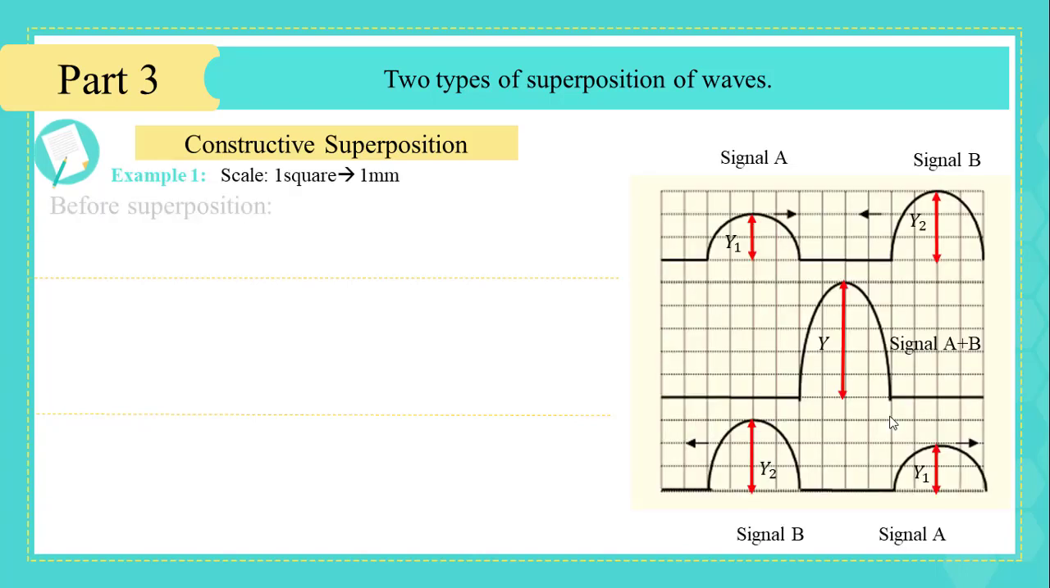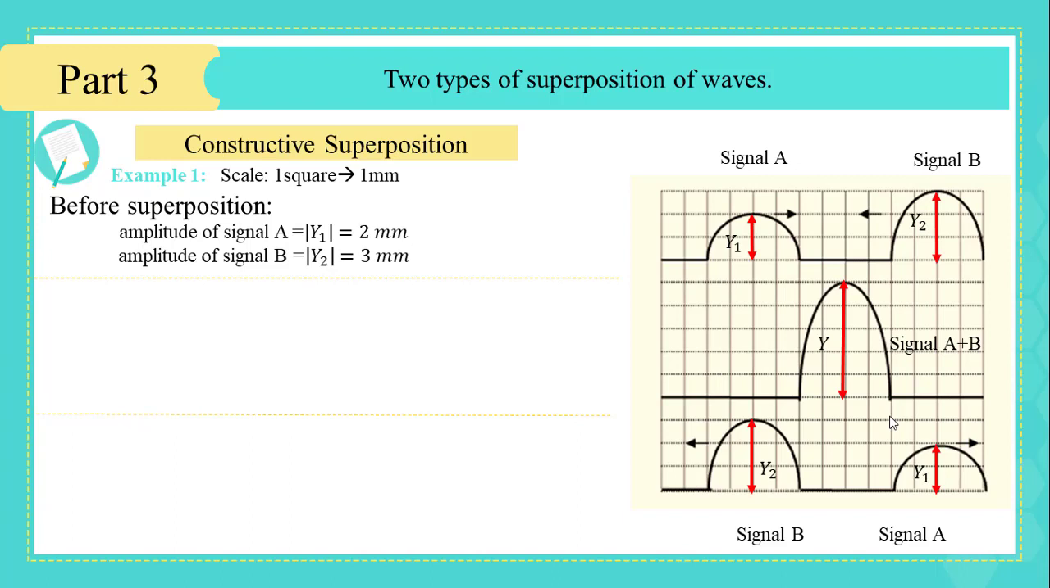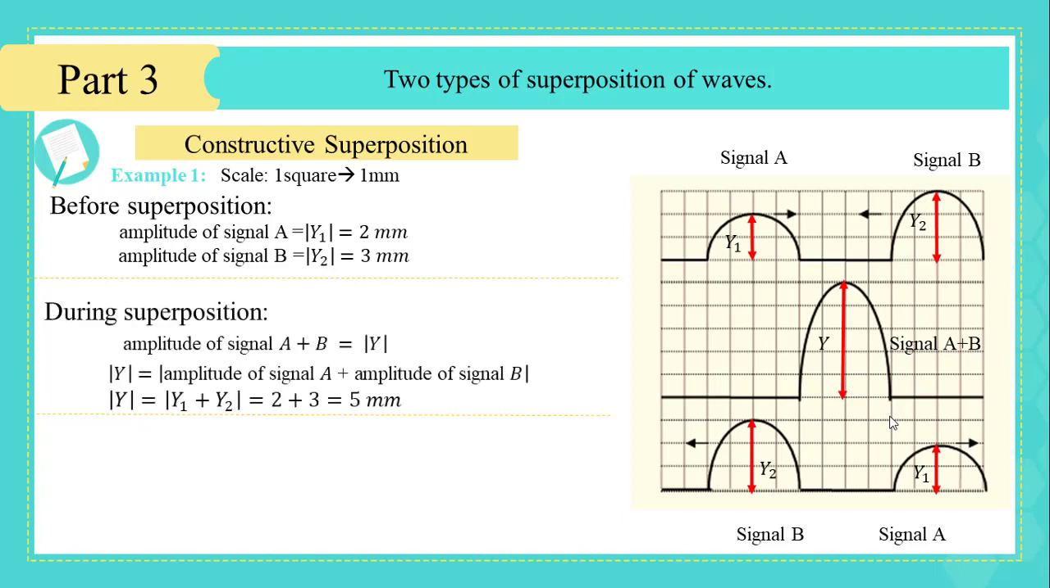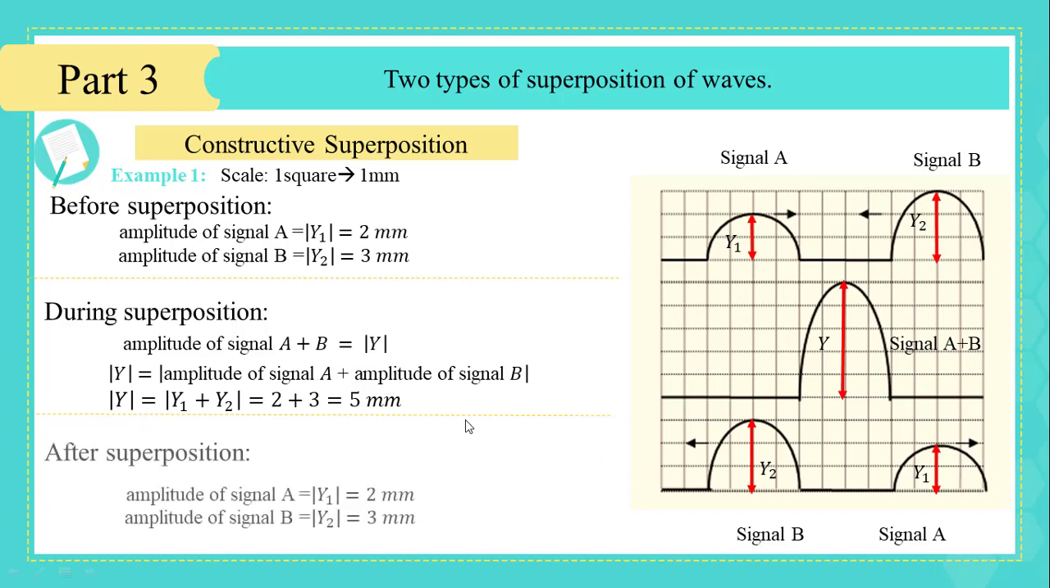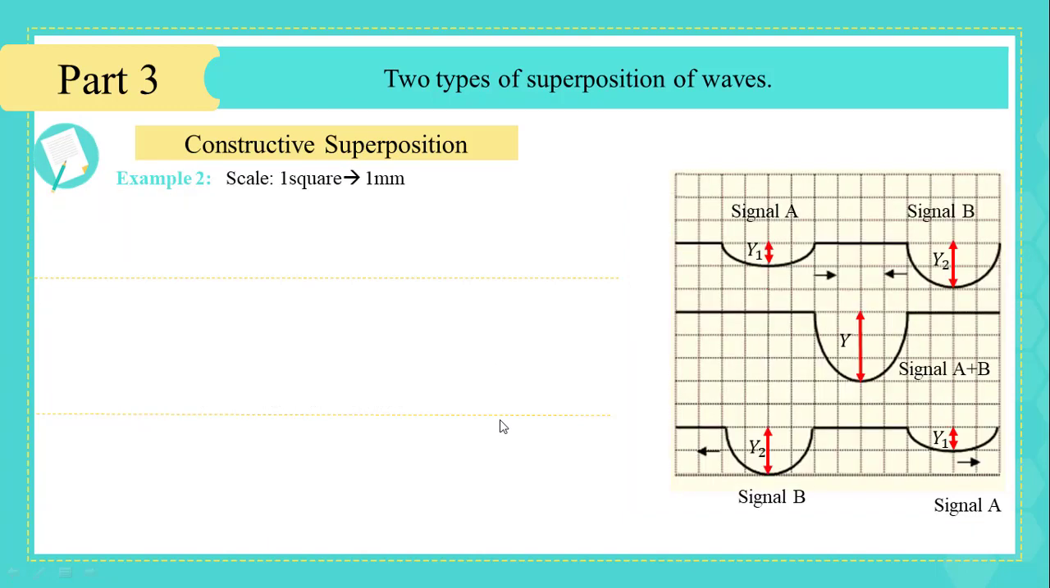Example number 1. In this example, we have two signals A and B having amplitudes y1 equal to 2 mm and y2 equal to 3 mm. During superposition, the amplitude of the signal A plus B is equal to y, which is equal to 2 plus 3, equal to 5 millimeters. After superposition, the amplitude of signal A will be 2 millimeters and that of B is 3 millimeters.